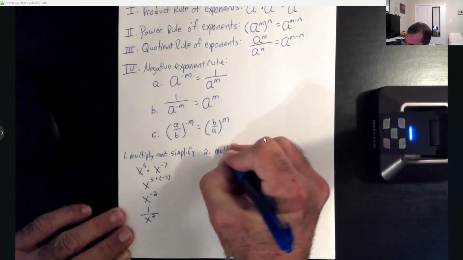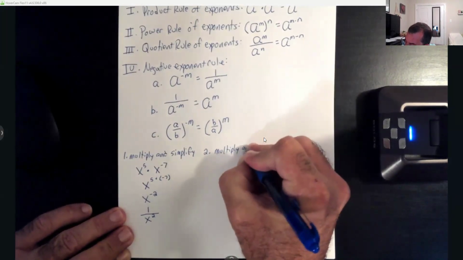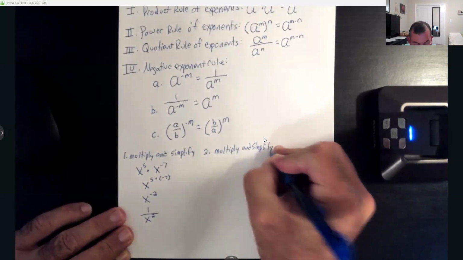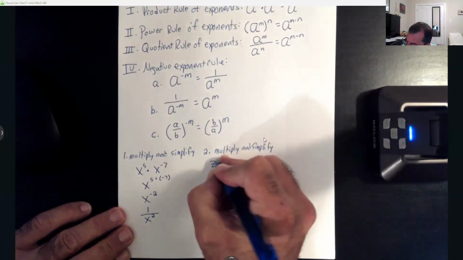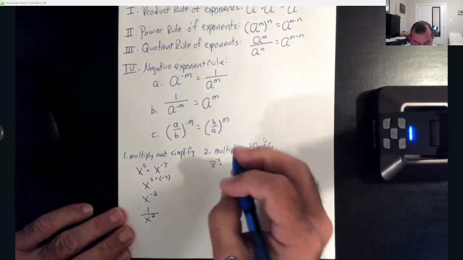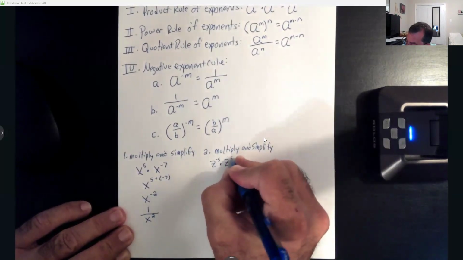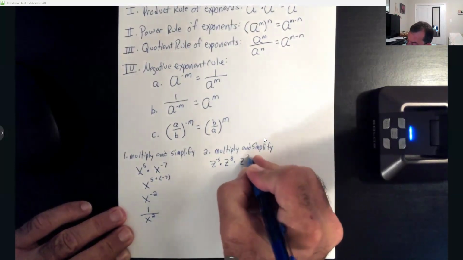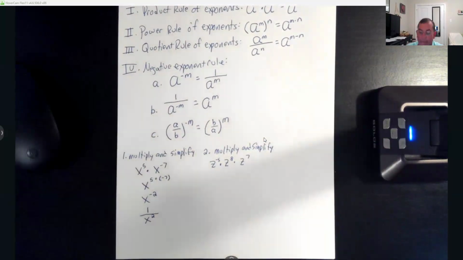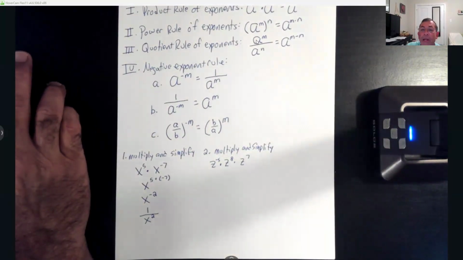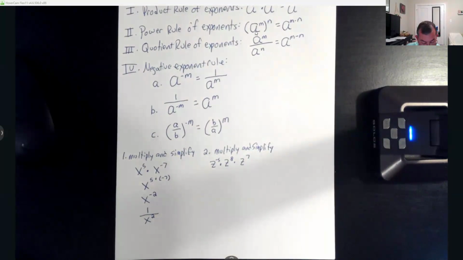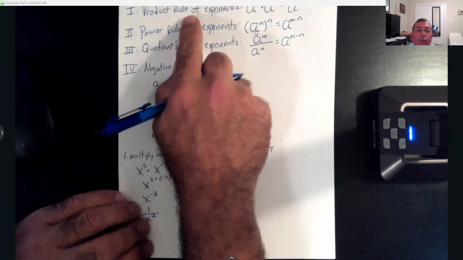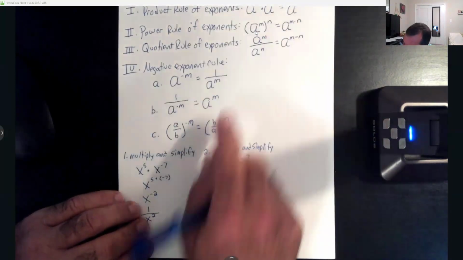All right, y'all, same thing on this one. Multiply and simplify. z to the negative fifth times z to the eighth times z to the seventh. All right, we got three factors here, but they're all being multiplied. So I'm going to use the product rule, which says I add the exponents.